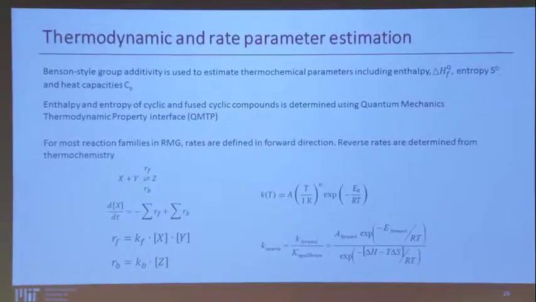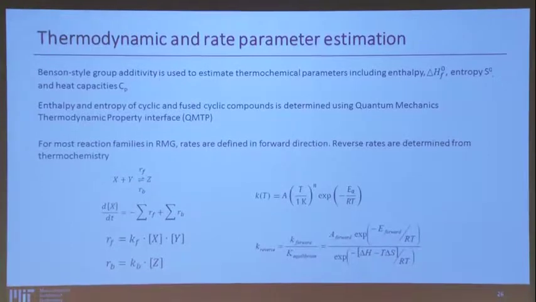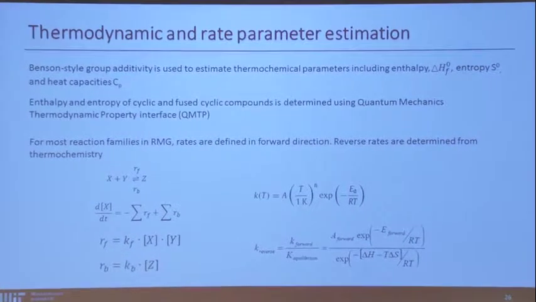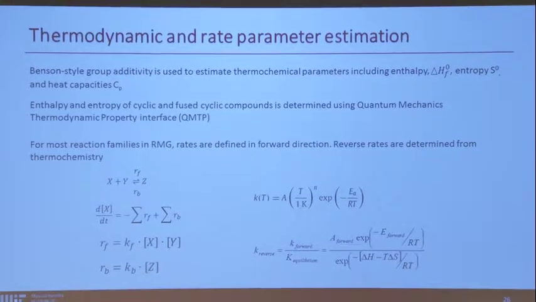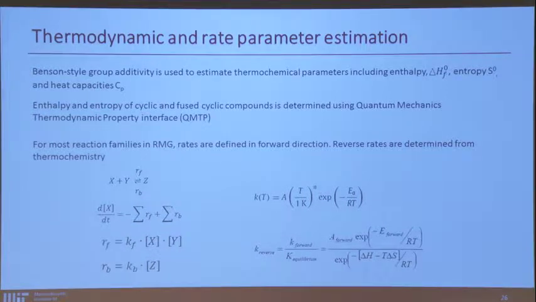And we define the rates. We pick a directionality of each type of reaction. We have rate estimation rules in that direction, and then we compute the reverse reactions using the thermochemistry. And you have to be unambiguous about which direction is forward and which one is reverse. Usually it's pretty clear, but for certain types of reactions, it's kind of confusing how to define which way is forward.